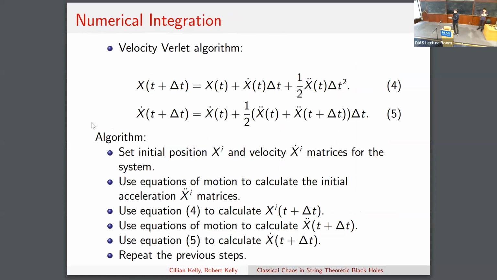In order to find the position at the next time step, x of t plus delta t, we can do it in terms of the position matrix before, the velocity matrix before, and the acceleration matrix before. Once we have this position at t plus delta t, we can find the new acceleration using the equation of motion. Then we sub that in here to find the new velocity at t plus delta t. Now that we have position, velocity, and acceleration, we can just find the next step onwards. So we just did that.